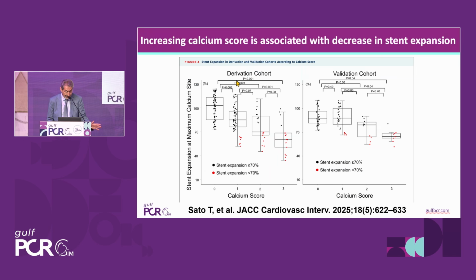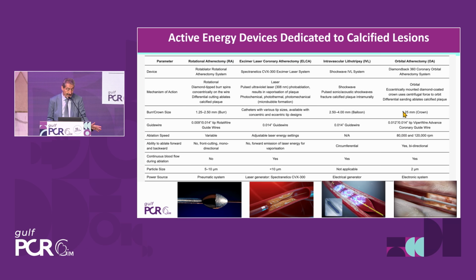If you look at the derivation and validation cohort of this study, you can still appreciate that sometimes you may have some lesion that, despite having a high calcium score of 2 or 3, expands reasonably well, but you are able, with this number, to catch most of the lesions that do not expand. And that's, I believe, the main reason why we like to use these criteria, to know when you have a very high likelihood not to expand properly and you need, therefore, dedicated devices.